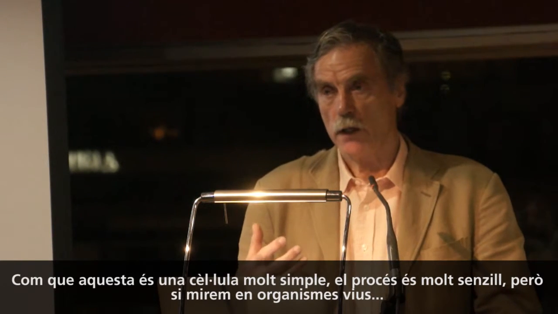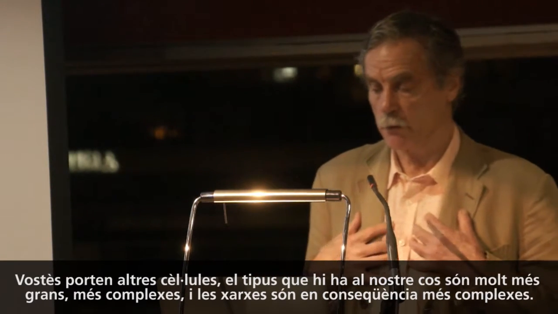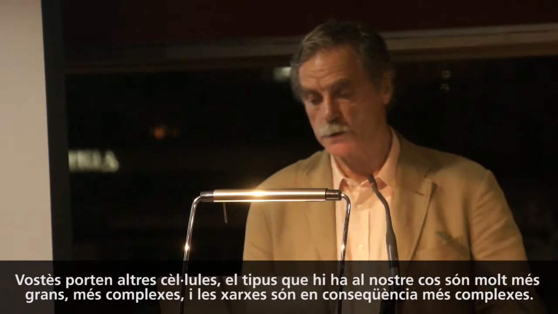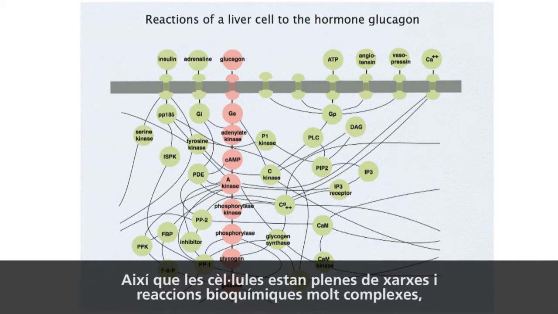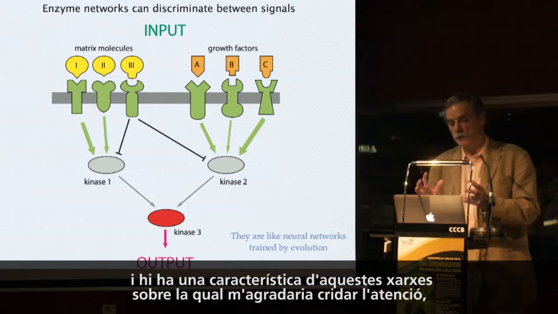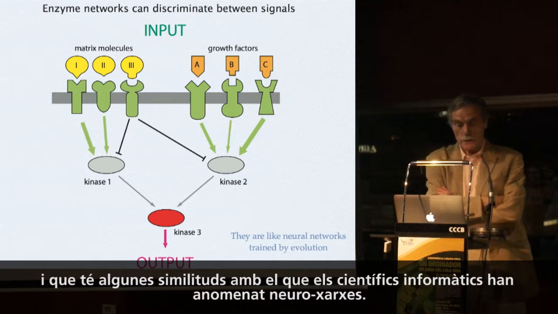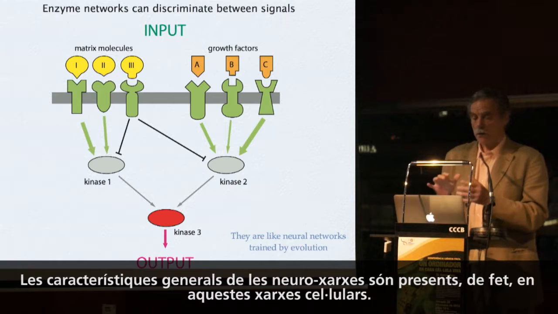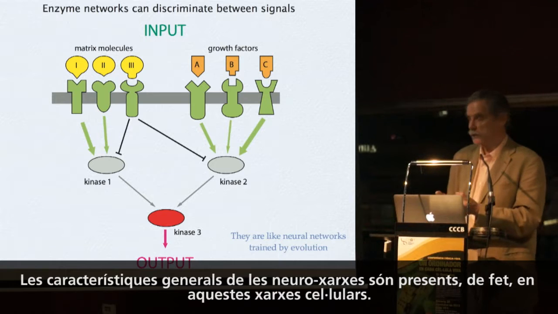If you look around in living organisms, eukaryotic cells, the kind of cells that are in our body, are much larger, much more complicated, and the networks are correspondingly complicated. So cells are full of very complicated networks of biochemical reactions. Now, one feature of this sort of network I'd like to draw attention to is that it has some similarity to what computer scientists have termed neural networks. And the general features of neural networks are actually present in these cell networks, and I'd just like to illustrate that.